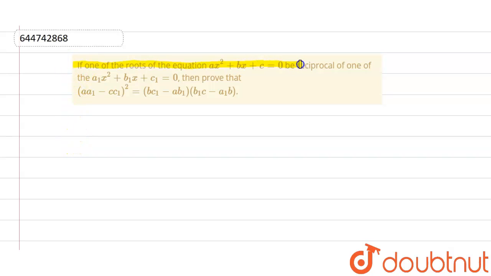The question given to us was: if one of the roots of the equation ax square plus bx plus c equals 0 is the reciprocal of one of the roots of the equation a1x square plus b1x plus c1 equals 0, then we have to prove that (a1 minus c1) whole square equals (bc1 minus ab1) multiplied by (b1c minus a1b). We have to prove this.